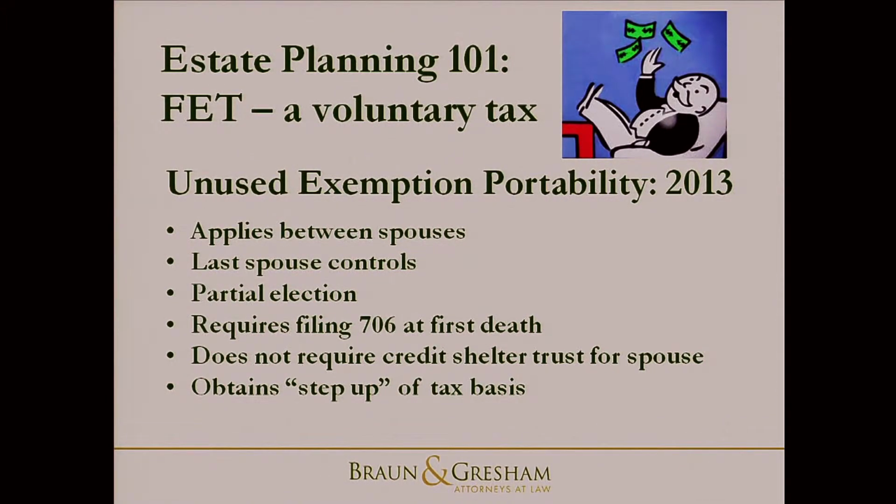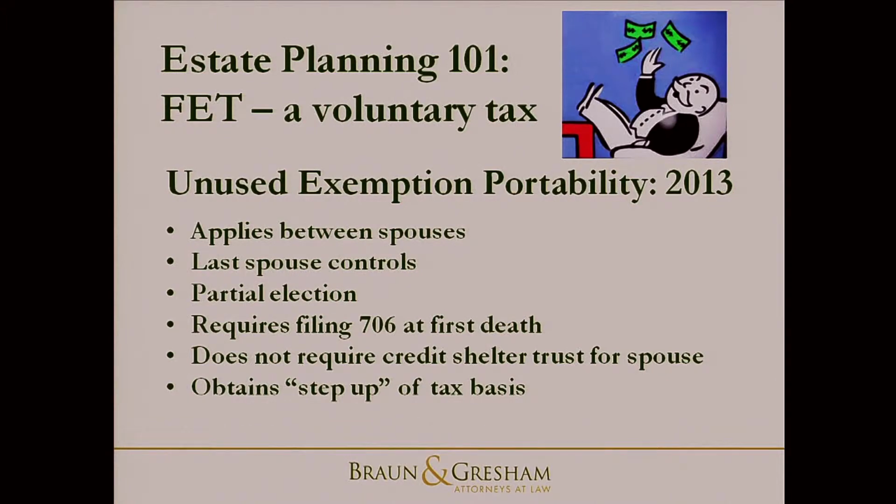In other words, husband dies, and he's got an exemption amount, but wife remarries. Okay, well, the second spouse's exemption amount is what controls, not the first. She gets married 7 times, it's the 7th husband. Whatever exemption amount he has, that's what she has at her death.